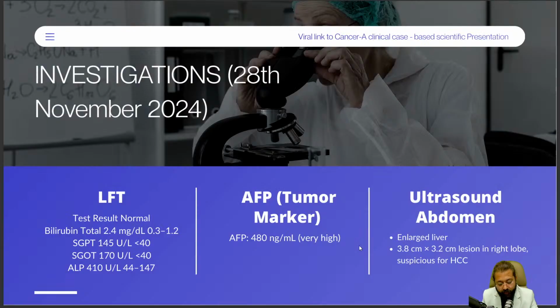As we always follow the protocol, all the tests were done. There we got to know the bilirubin was quite high, 2.4, SGPT 145, SGOT 170, ALP 410, and the AFP marker, a tumor marker, was very high at 480. Then in sonography we found the liver was enlarged, and a 3.8 by 3.2 centimeter lesion was there in the right lobe, which was suspicious for HCC.